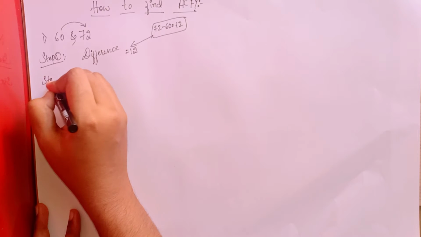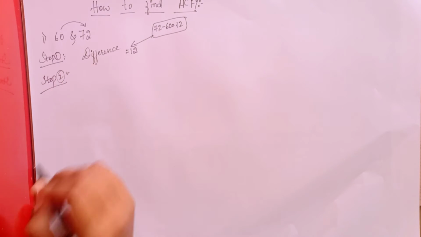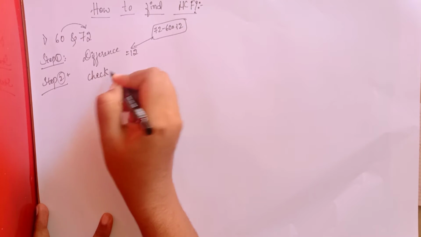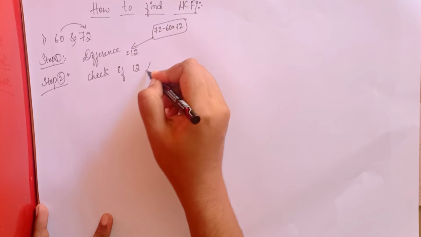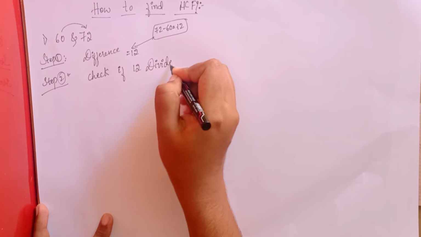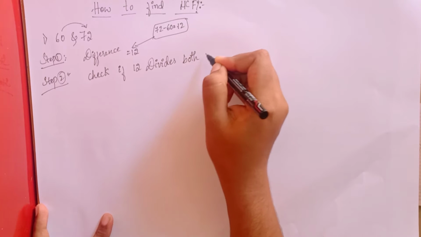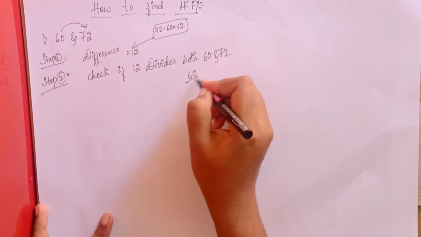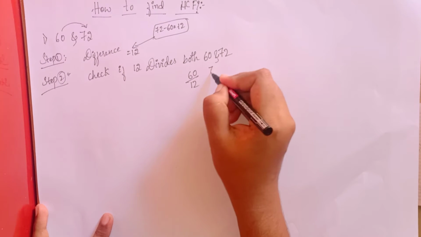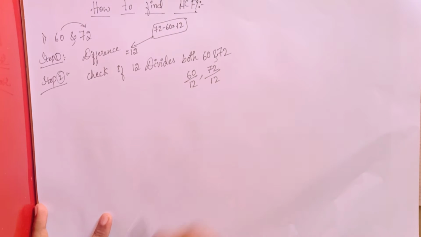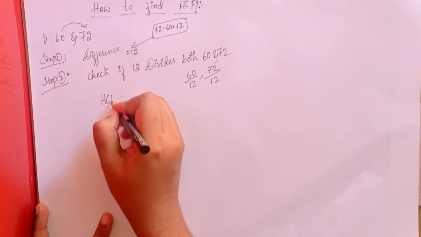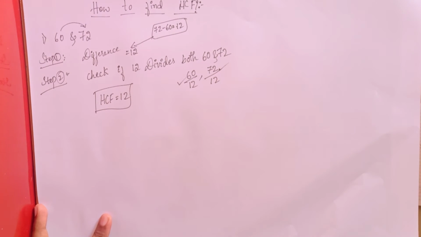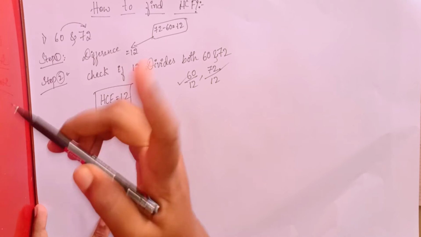Step 2, we need to check if 12 divides both 60 and 72. 60 divides by 12 and 72 also divides by 12. So they both divide by 12, and therefore we can say the HCF is 12. This is one example over.